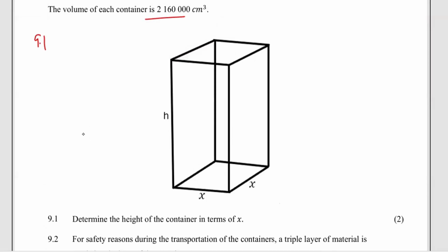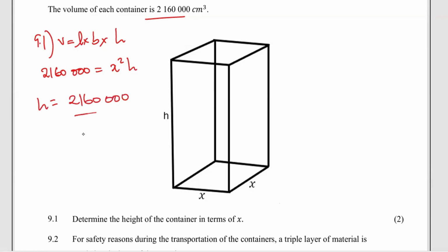So we know that volume is length times breadth multiplied by height. So our volume, 2,160,000, is equal to x squared multiplied by height, because it's x times x, which is x squared. Then we divide by x squared. So it's 2,160,000 divided by x squared. That's what the question wanted.